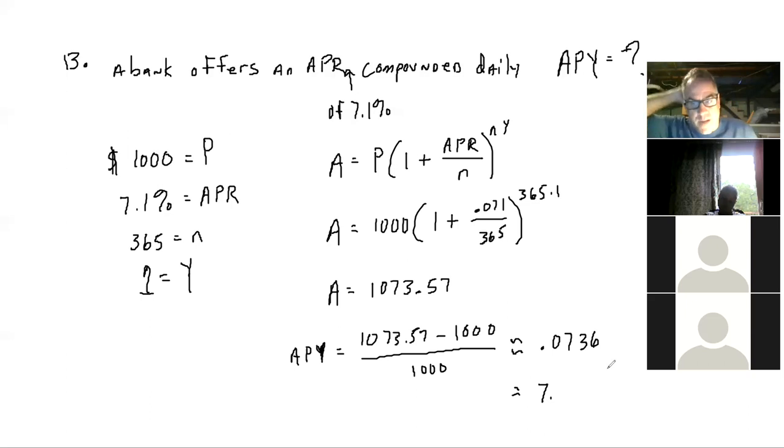And that would be your annual percentage yield no matter how much you invested. You could have picked 2,000, done the same thing. Your numbers would be different, but at the end, you would end up with 7.36%. Questions on that one?